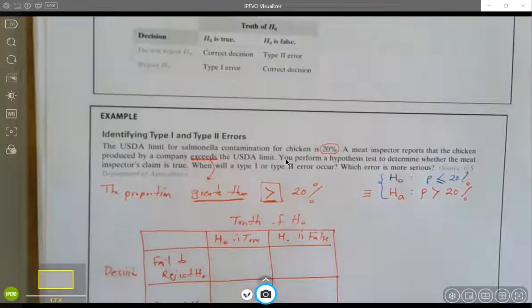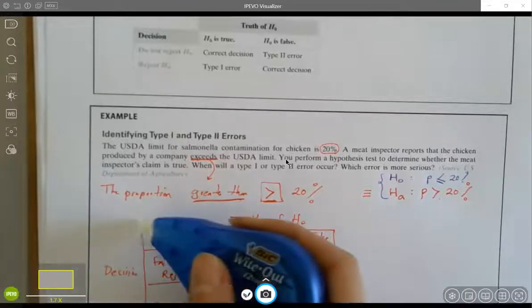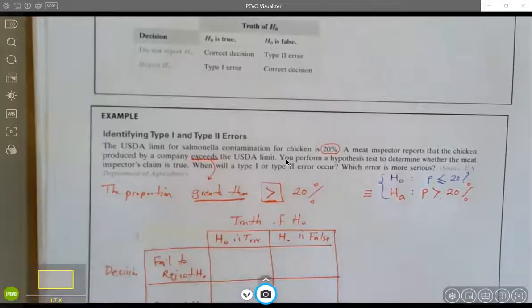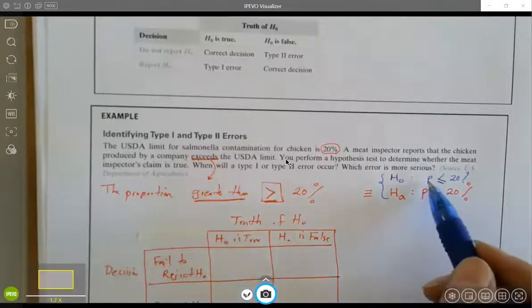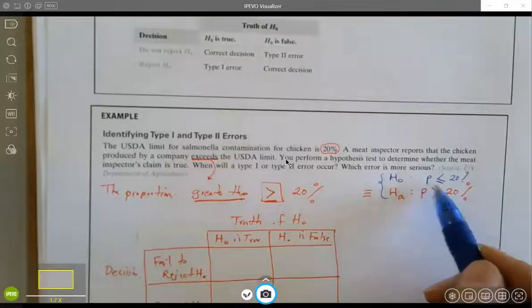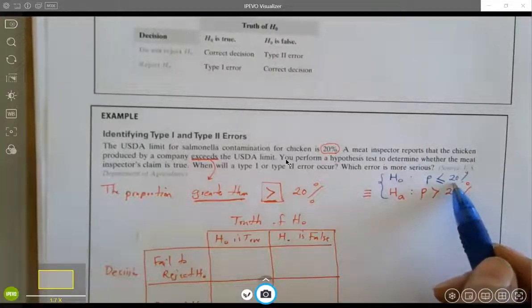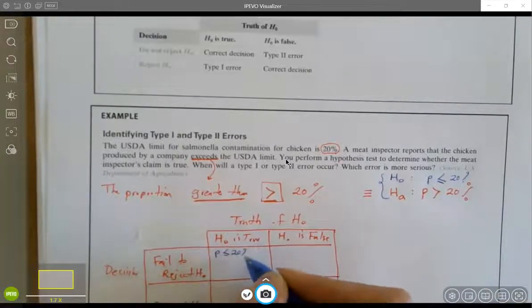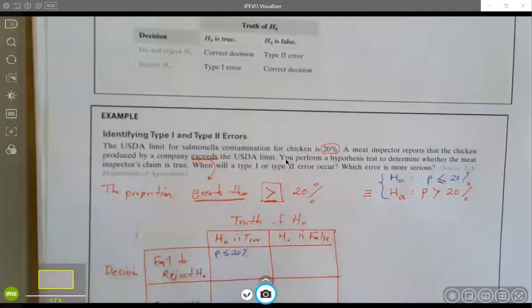Okay, what's the meaning of these? The null hypothesis is true. The contamination limit is less than or equal to 20%. So P is less than or equal to 20%, and you fail to reject the null hypothesis. It means that it's a correct decision.